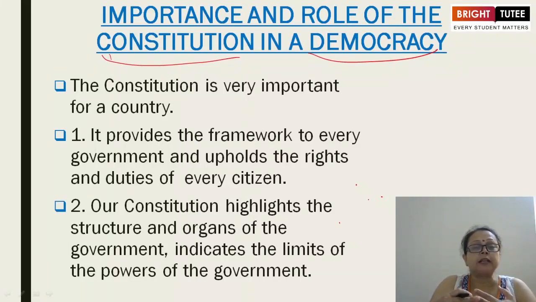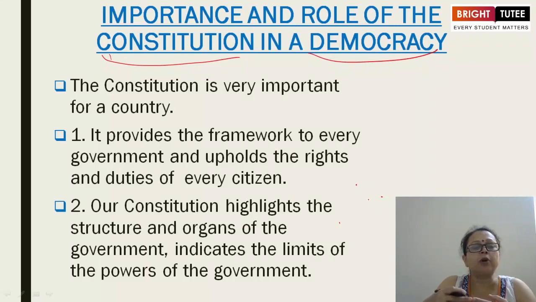So this is about democracy. And in a simple manner, what is democracy? Democracy is the rule of the government by the elected representatives. We cannot say simply the definition given by Abraham Lincoln, of the people, for the people, and by the people. This way we cannot define democracy. Democracy means that the elected representatives are running the government. So this is the importance of the constitution in a democracy.